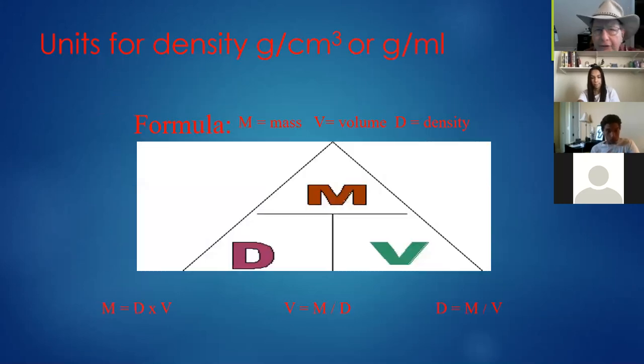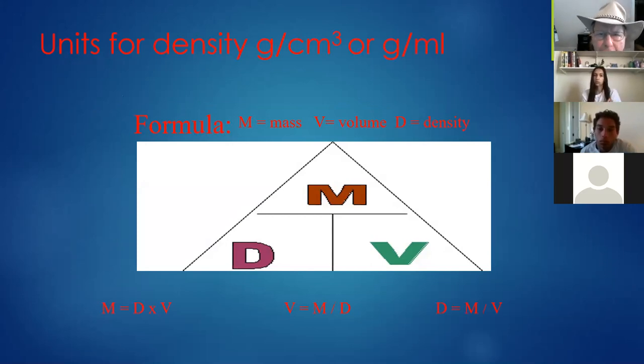All right, we're going to get into density. Okay. Formula: the units for density are grams per cubic centimeter, or mass per volume. You can have pounds per gallon. That is a density. You can have kilograms per quart. That is a density.